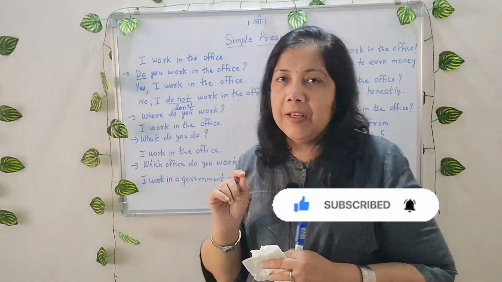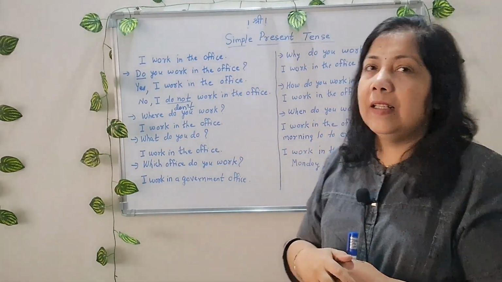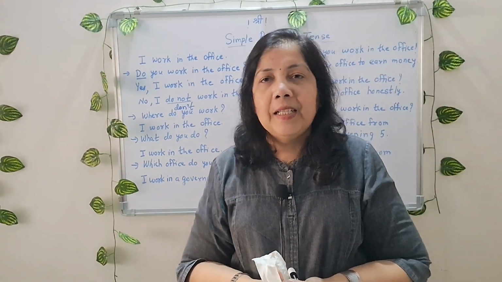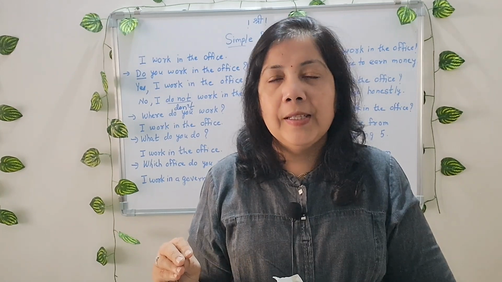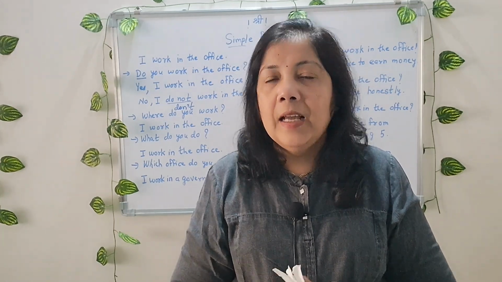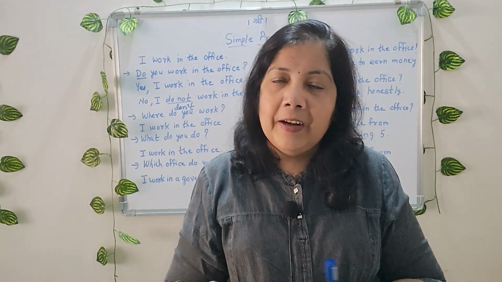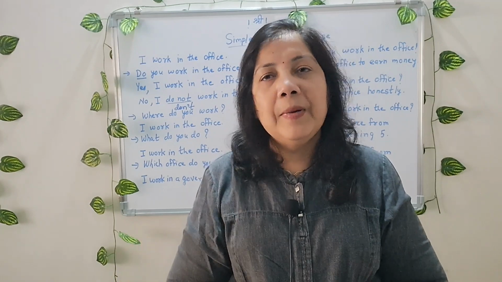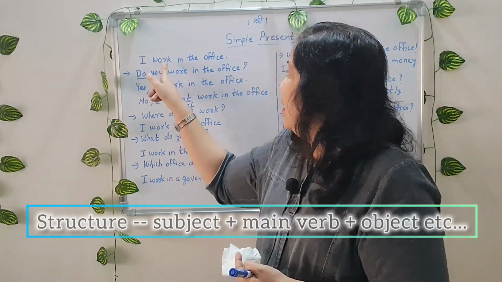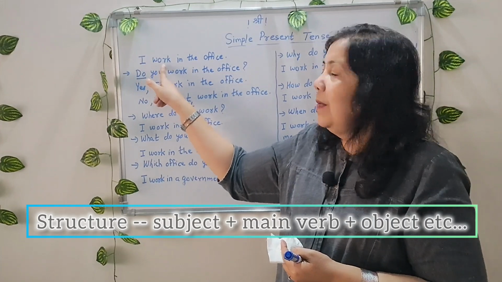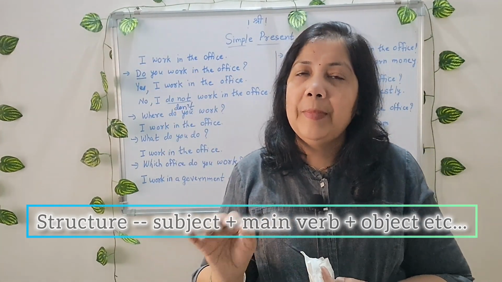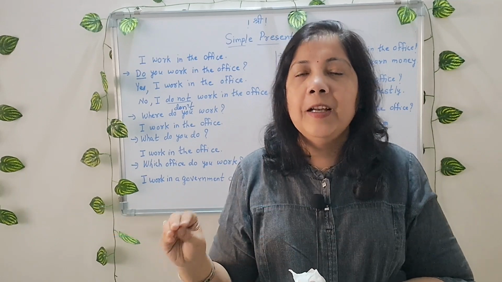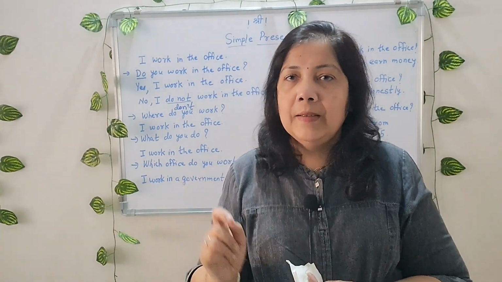This sentence is in which tense? Simple present tense. What do we tell in simple present tense? We tell everyday actions, habitual actions. So I work in the office is an everyday thing, so it is in simple present tense. The structure is subject, then the main verb, and then object or any additional thing. Subject and the main verb is the structure of simple present tense.